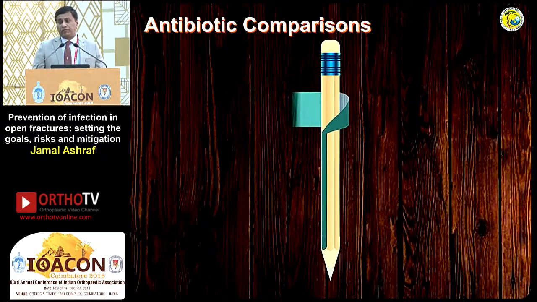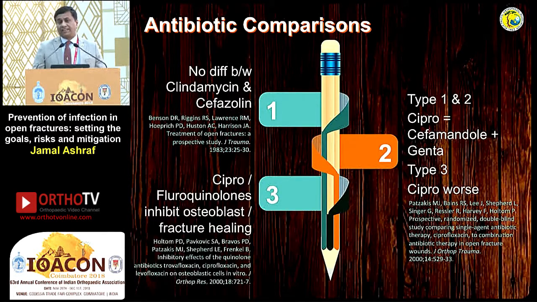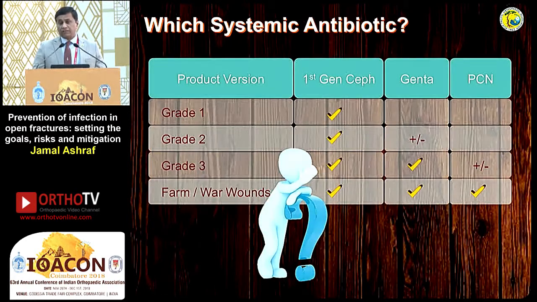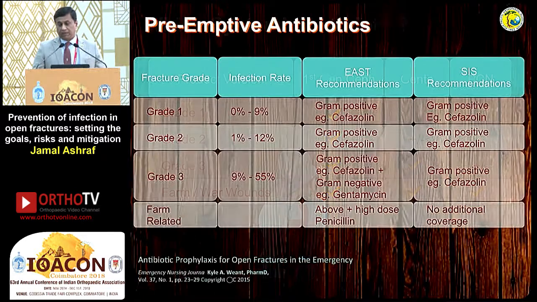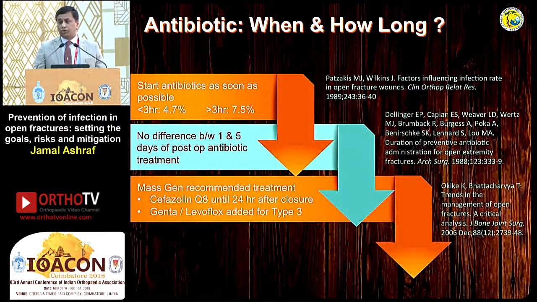Now, studies have looked at the sensitivity and specificity of various antibiotics. They have also looked at the negative impact on fracture healing and inhibition of osteoblastic activity. And more important than the type of antibiotic is initiation of prompt treatment. Although there is no major consensus, the majority of studies agree that in grade 3 fractures, we need both gram-positive and gram-negative coverage. Another quick question that needs answering: for how long should the antibiotics be continued? Well, studies have proven that there is no difference between 1 to 5 days of post-operative antibiotic therapy.